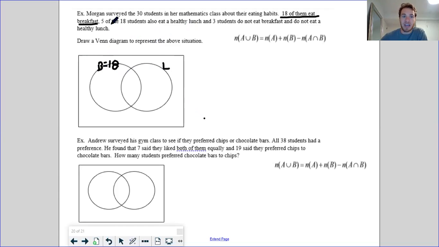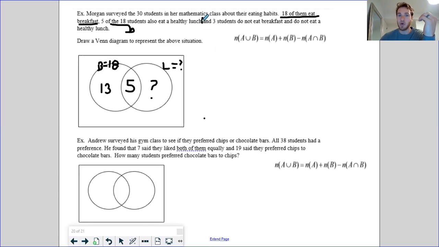So what you would have to look at first is this information. 5 of the 18 also eat a healthy lunch. So logically, 5 people go in the middle. Now, if you have 18 in this total circle, that means 13 are only breakfast. We have absolutely no information for lunch, and we don't know how many people eat lunch. So we would not be able to answer this question.